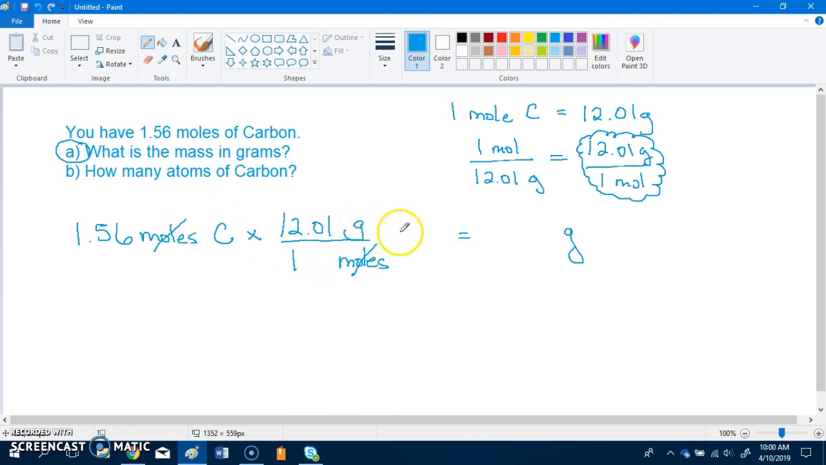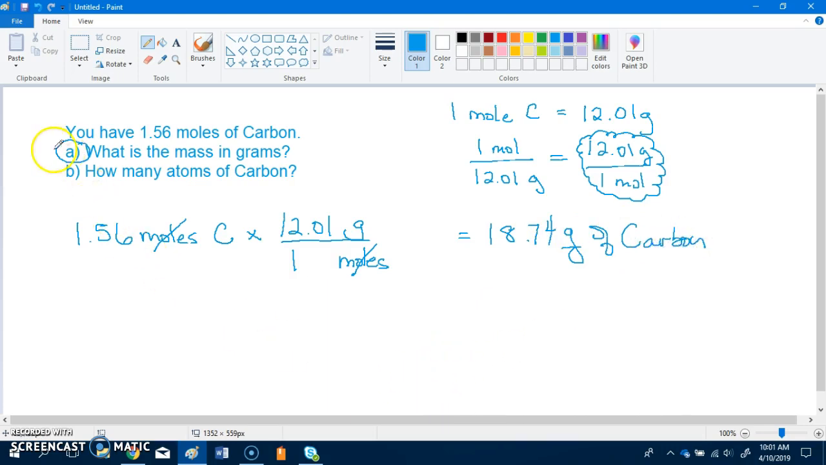The moles cancel out, leaving us grams, which is great, and then we just have to do straight multiplication. We're going to take 1.56 times 12.01 grams, and that gives us 18.74 grams of carbon.